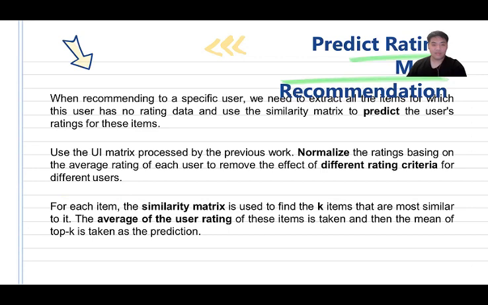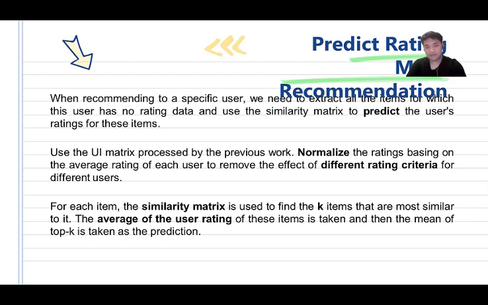So when we are recommending to a specific user, we need to extract all the items for which this user has no rating data, and use the similarity matrix to predict the user's rating for these items. In this work, we use the UI matrix processed by the previous work. We normalize the ratings based on the average rating of each user to remove the effect of different rating criteria for different users.